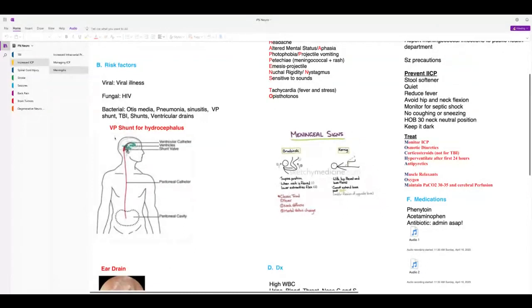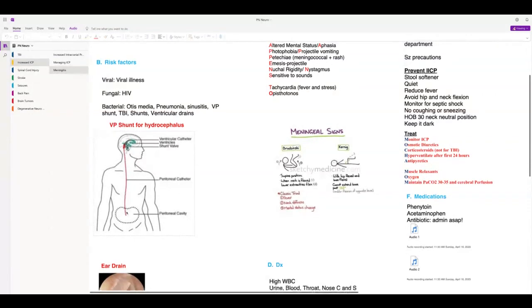What this shunt does, it's put in the ventricle of the brain, and it's put in their peritoneal cavity, and it drains the cerebral spinal fluid from the ventricles of the brain into the peritoneal cavity. So that's that. Somebody with an ear drain.